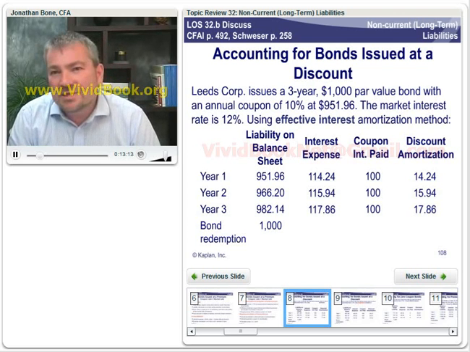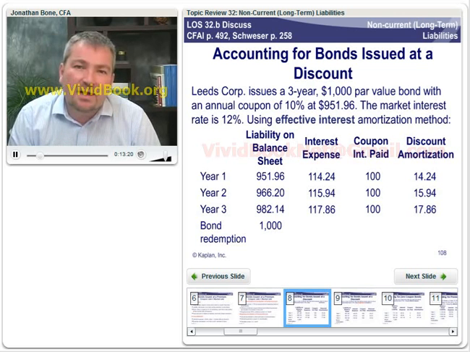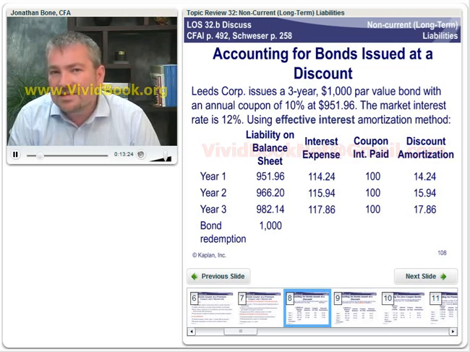Now that amortized discount has increased the interest expense. It also increases the balance sheet liability. So the balance sheet liability at the end of year 1, beginning of year 2, is now 966.20. Year 2's interest expense is then computed as 12% of 966.20, giving us 115.94. Compare that to the coupon paid, $100, and we've got amortization of 15.94. Again, that 15.94 has increased the interest expense, and it also increases the liability.